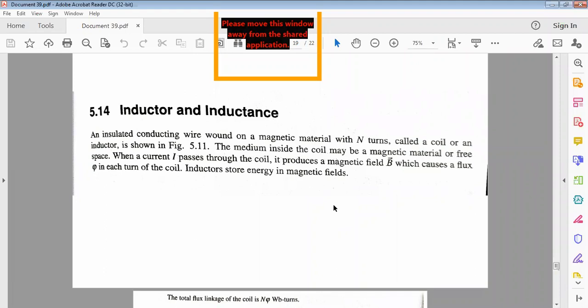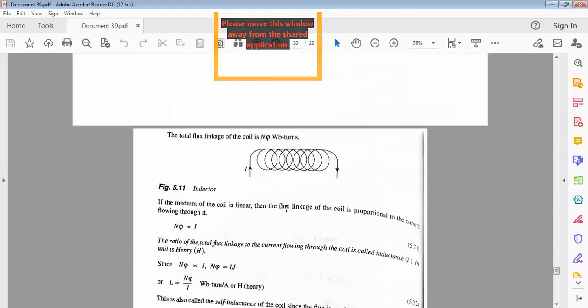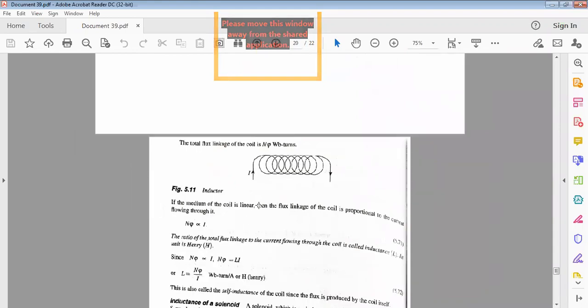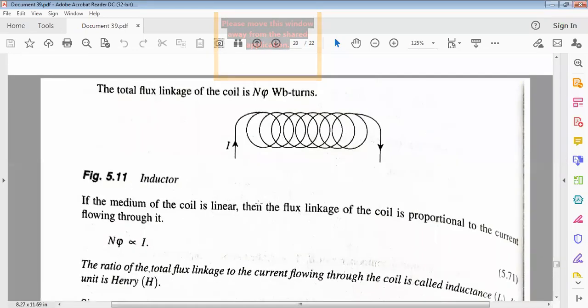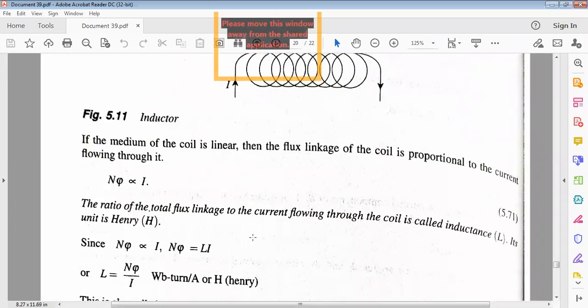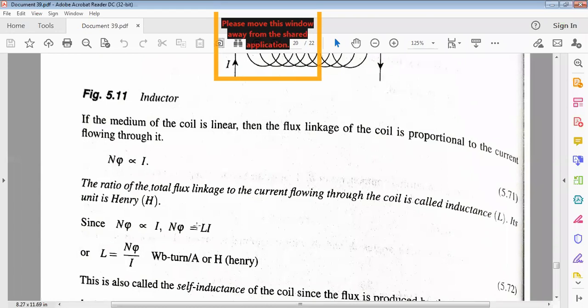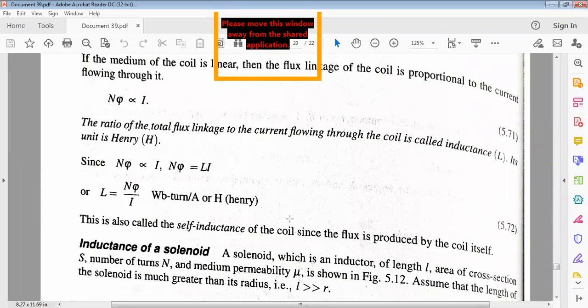Inductors store energy in the form of a magnetic field, as you already know. If the medium of the coil is linear, then the flux linkage of the coil is proportional to the current flowing through it. So Nφ is proportional to I. Replacing the proportionality with a constant L, just like Ohm's law, we get L equals Nφ by I. This is also called the self-inductance of the coil.